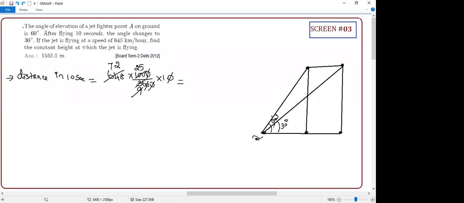Anyone? What is the answer, guys? Quickly. Sir, 1800. 1800, right? Is it correct or not? Someone else also please confirm. It is meters. So guys, I got this in meters.